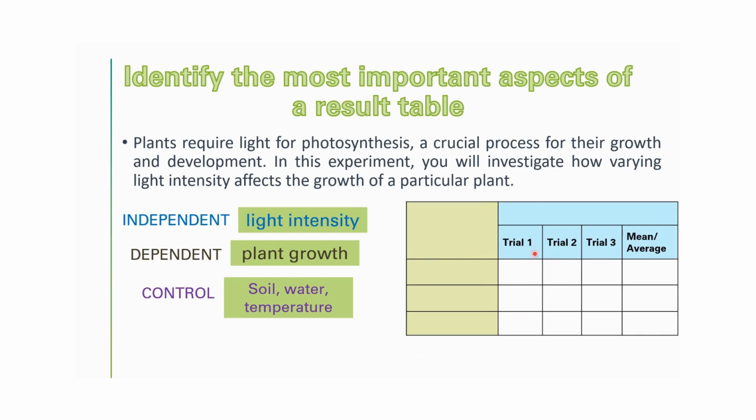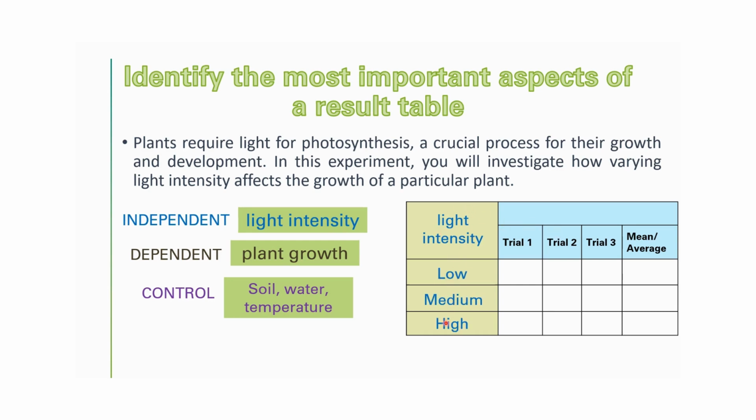So again, this result table will have trial 1, trial 2, trial 3, and mean or average. Here it is just important that you know where you will put dependent and where you will put independent variables. So one more time, which information do you put here? You are putting independent variables. So light intensity, in this case, the independent variable, will go here. Light intensity, for example, can be low, medium, high.